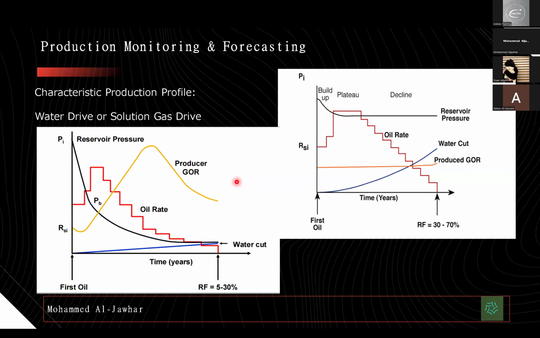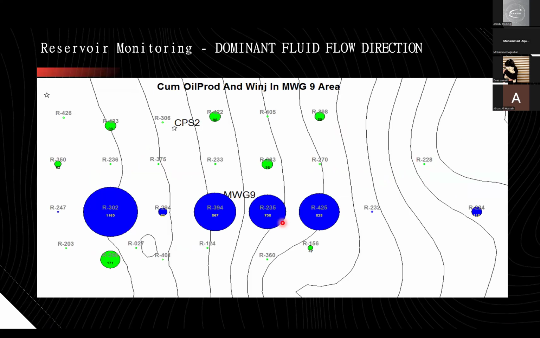So for production monitoring and forecasting, maybe it's not a water drive, maybe it's a gas drive reservoir. So what is the recovery factor afterwards? You have to think about how you can keep it as planned from the first oil from your reservoir. So let's take another example of reservoir monitoring: dominant flow direction.